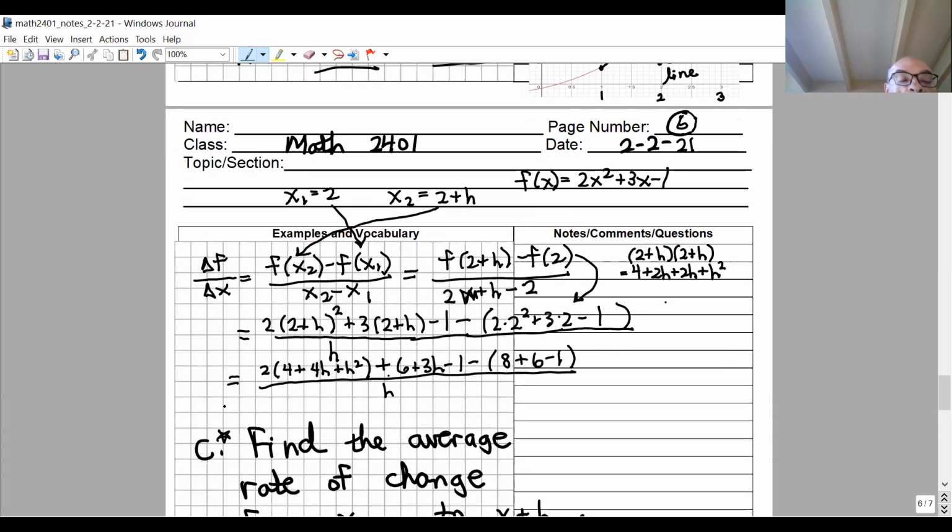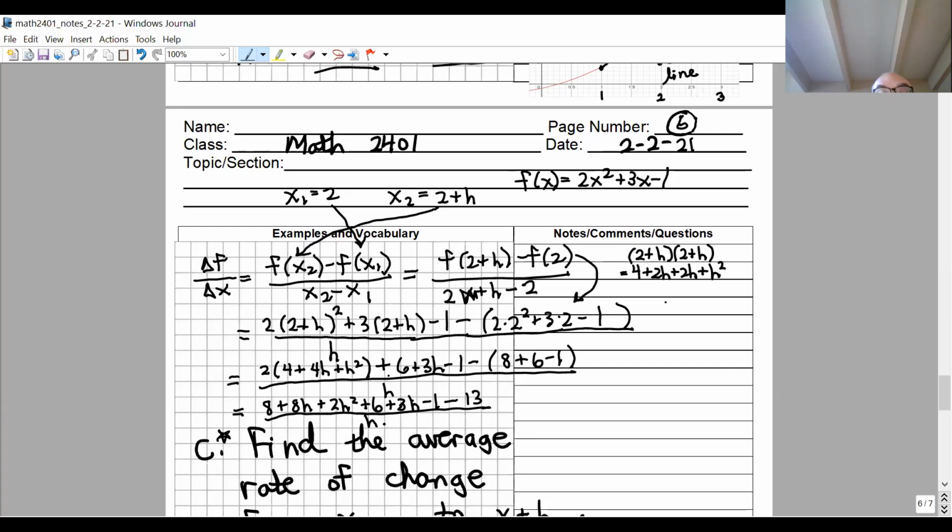All right, let's keep simplifying. I think I have maybe just enough room. So now let's multiply in the 2 here. So I have 2 times 4 is 8, right? 2 times 4h is 8h. 2 times h squared is 2h squared, plus, let's see, 6 plus 3h, right, minus 1, minus, what's all this in parentheses here? 8 plus 6 is 14, minus 1 is 13, right? All of this divided by h.